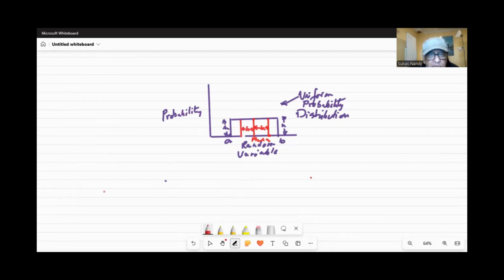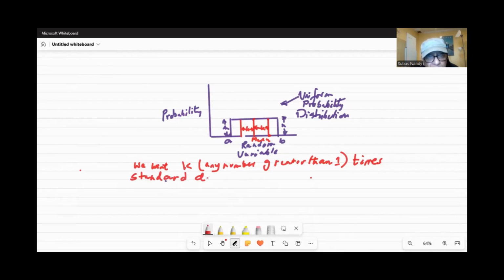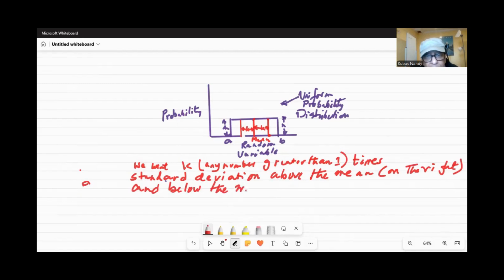So, we went K, any number greater than 1, times standard deviation, K times standard deviation above the mean, on the right, because the numbers increase from the mean on the right, and below the mean, let me put it here, below the mean on the left.